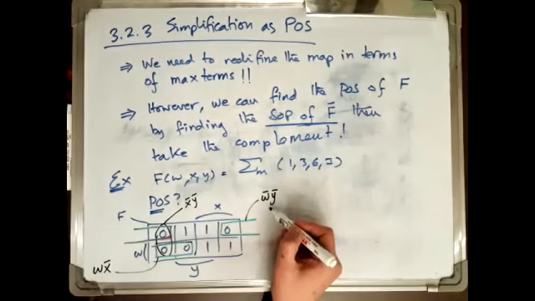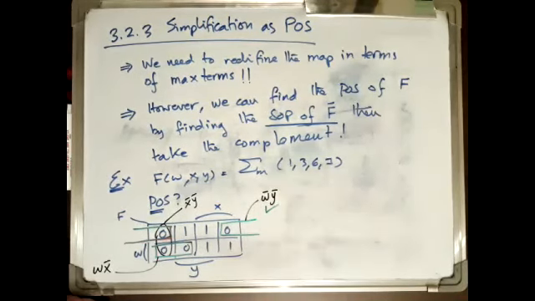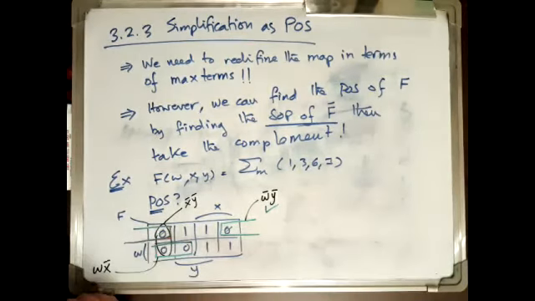Is there this one essential? Yes, because it is the only one that contains this zero. So yes, this is essential. And if we pick this one, we cover this zero and this zero. We need to cover these two zeros. So we need to pick this one, which is also essential because it includes this one.